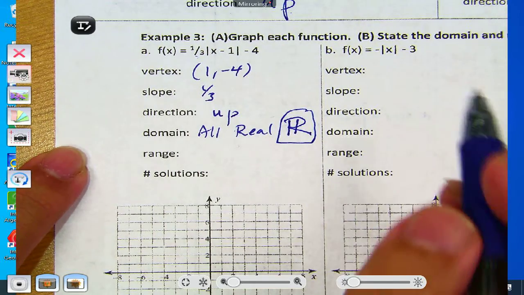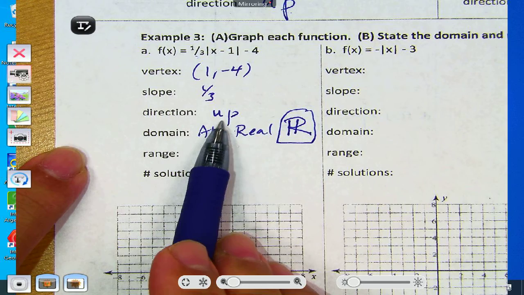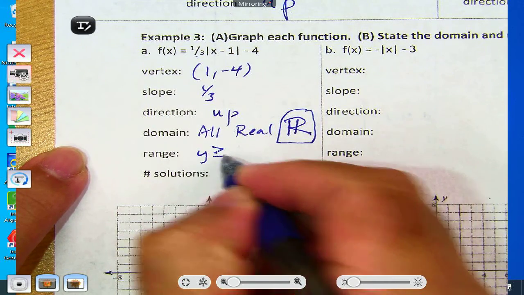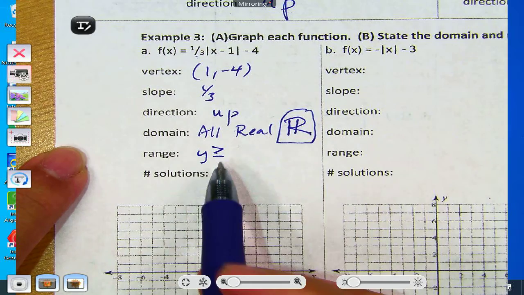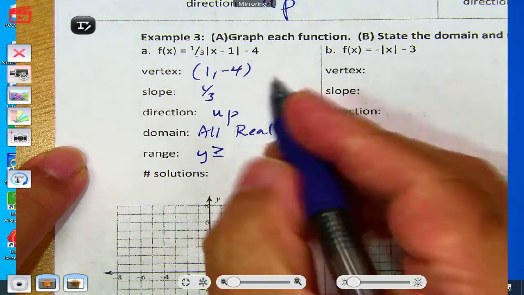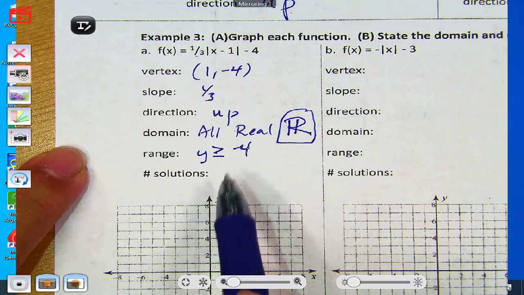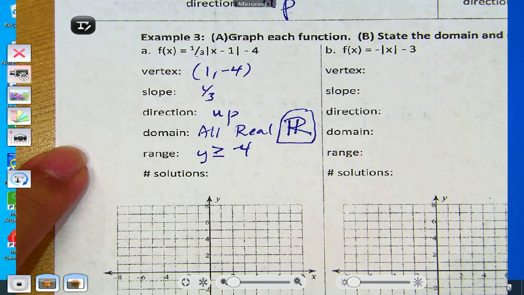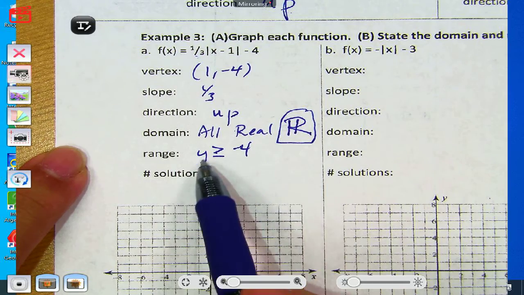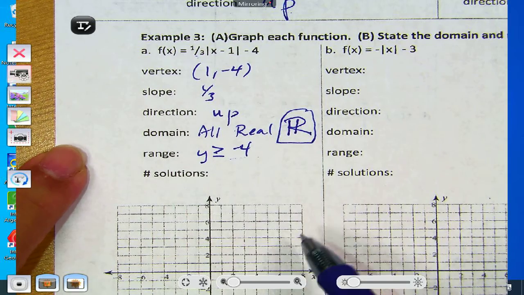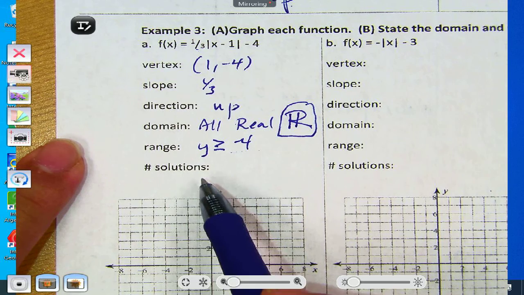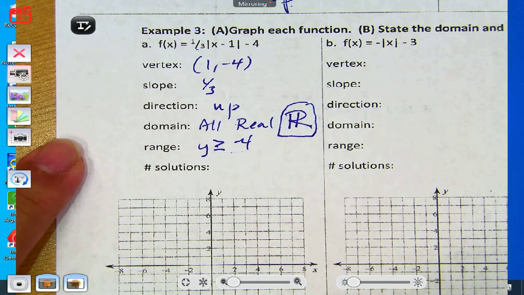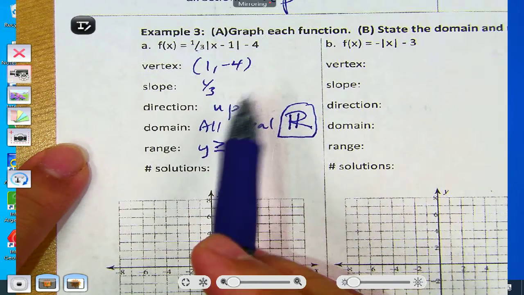The range. This is opening upwards, so we're going to say y is greater than or equal to, because it's opening upward, and you just look at the y value, -4. Now, you might not understand how that's the range, but you'll understand it better after we do the graph. In fact, the number of solutions, I'm not even going to try to answer until I've done the graph.